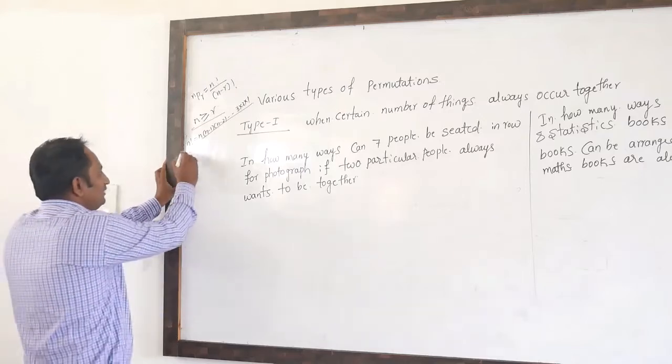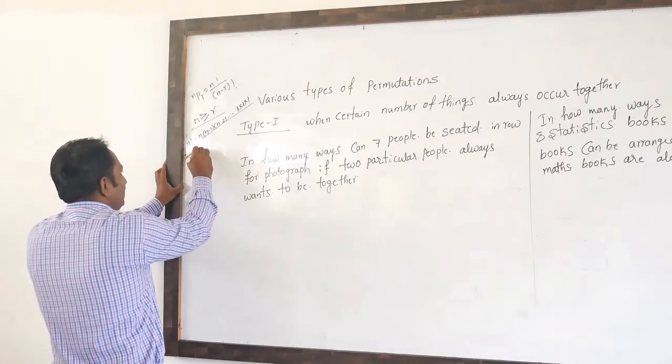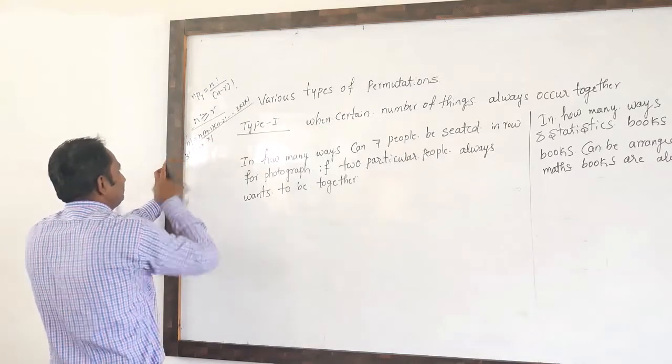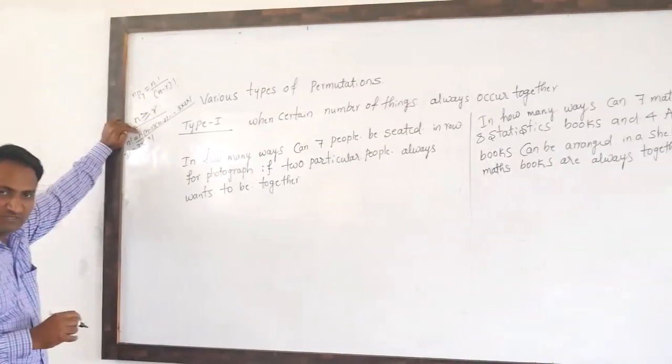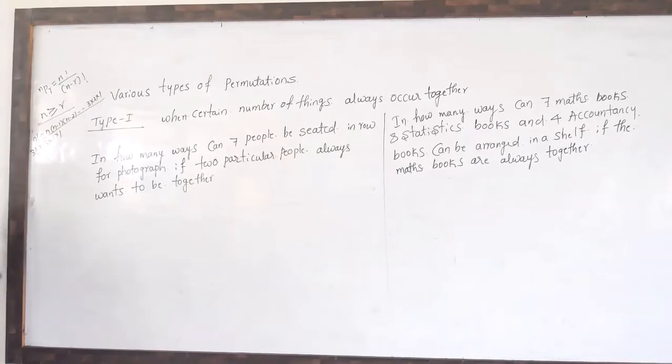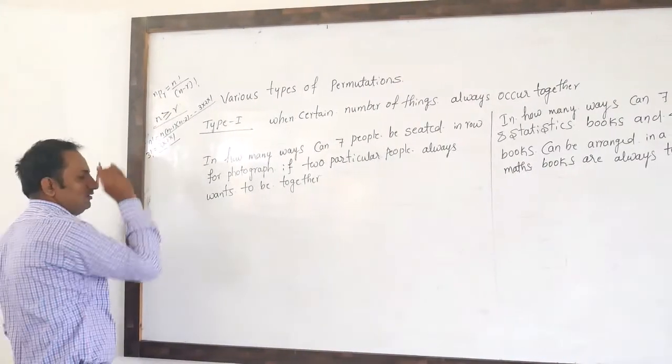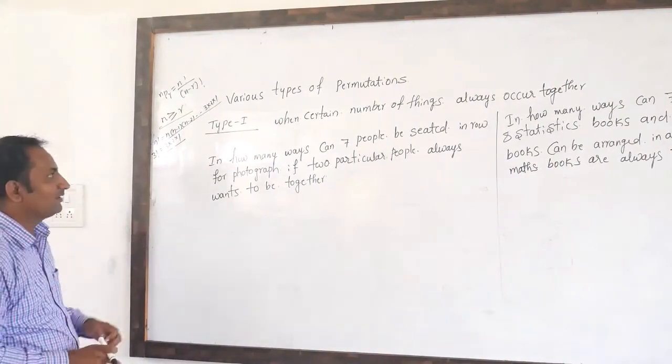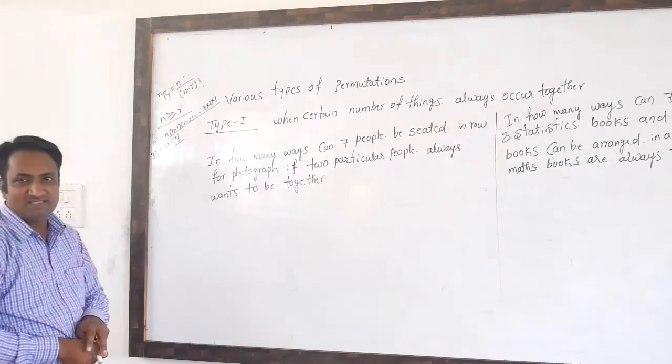For example, 3 factorial. Here, in place of n, 3 is there. So 3, 2, 1. Here this is the basic concept.